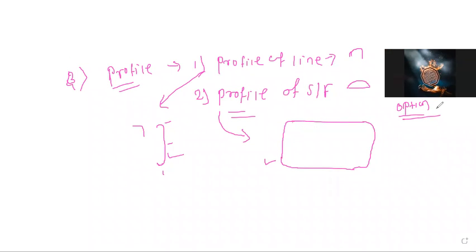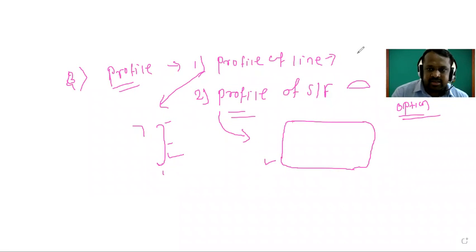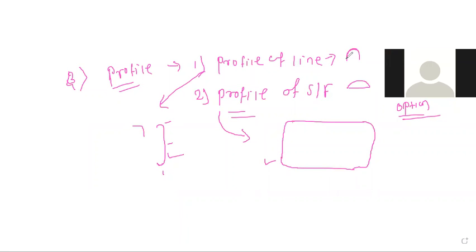And then last, draw the symbol for the profile of line, double. The symbol for the profile of line should be like this. Now it is visible. Understood, sir.